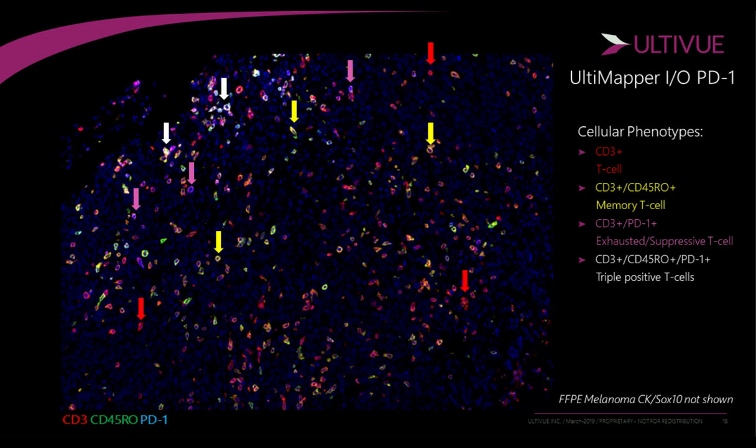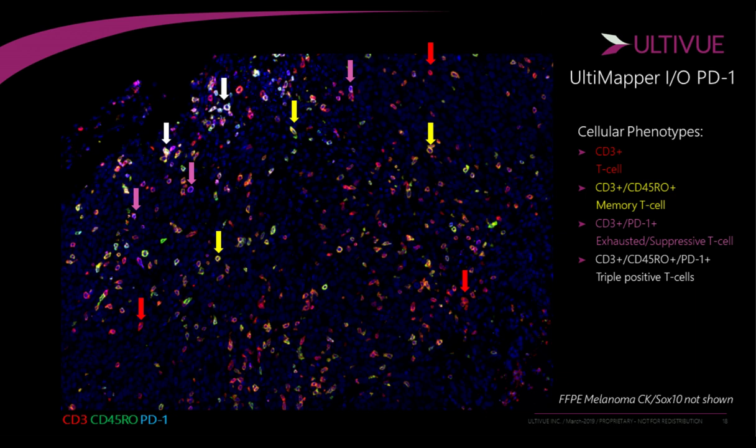So what we're going to highlight here is that when you're just looking around this specific field of view, you can see a lot of simply CD3 positive T cells that really aren't expressing CD45RO or PD1. You can also see some CD3 positive and CD45RO positive memory T cells, which have more of this yellow color. You can also see exhausted suppressive T cells in pink, or almost a purple color, which you can see here. And then you'll have some triple positive cells that you can readily see here that are CD3, 45RO, and PD1 positive.